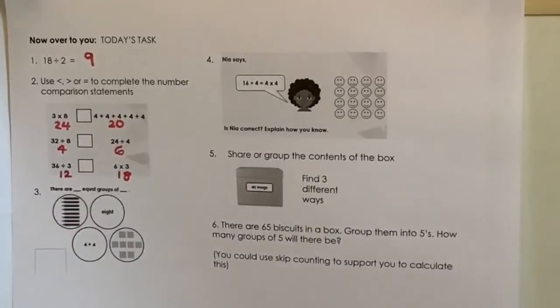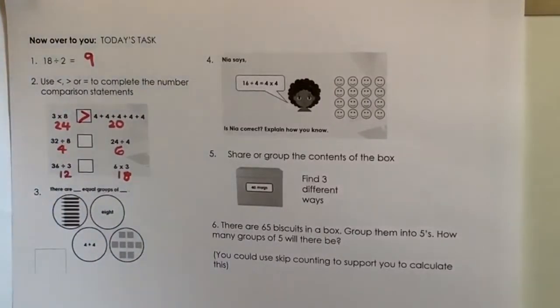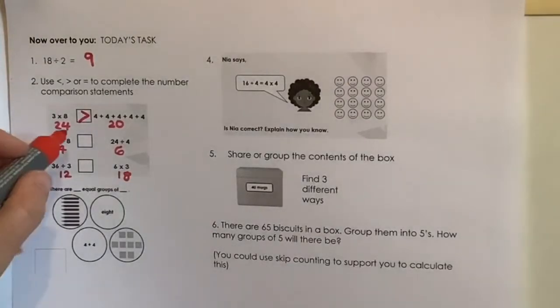So for number 2, you needed to work out what the sums or the calculations were first. So 3 8s are 24, the repeated addition of the 4, 5 4s are 20. So you would know that 24 is greater than 20. Then number 2, 32 divided by 8 is 4, 24 divided by 4 is 6. So you know 4 is less than 6.